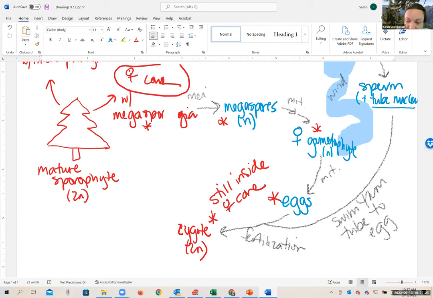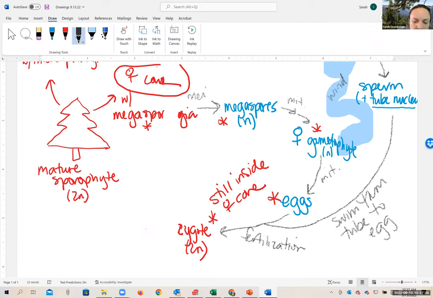And it kind of looks something like this. You have your 2N zygote, and it looks like a little baby plant. Well, after, you know, it has to do a little bit of cell division first. So let's show the cell division. So there's a little mitosis.